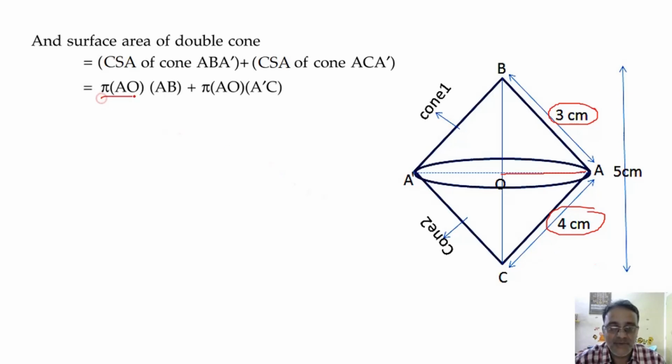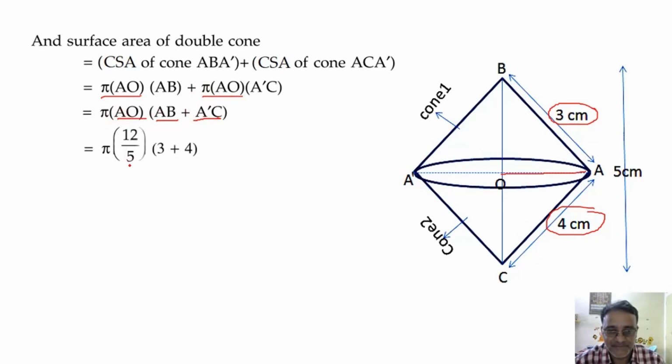So from this we can take pi into AO common. Now we'll substitute these three values and this one also, 12 by 5. And we already took pi as 3.14 in the first part of the question, so here also we have to take 3.14. Don't take 22 by 7, because here 7 is coming and it will cancel. So 3.14 into 12 by 5 into 7.